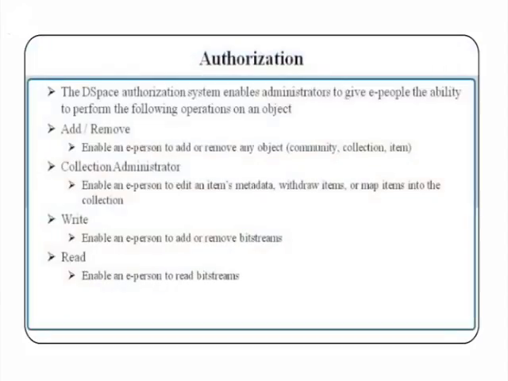The authorization system in DSpace enables the administrator to give ePeople the ability to perform add and remove operations by which an ePerson can remove or add any community, collection or item. As a collection administrator, an ePerson can edit an item's metadata, withdraw items or map the items into the collection. Write permission enables an ePerson to add or remove bit streams, whereas read permission enables only reading of bit streams.